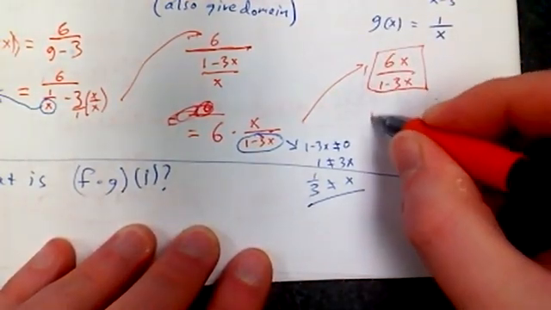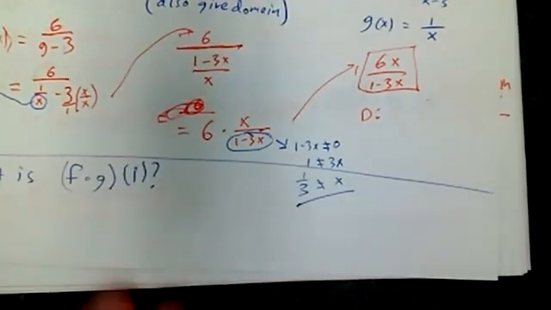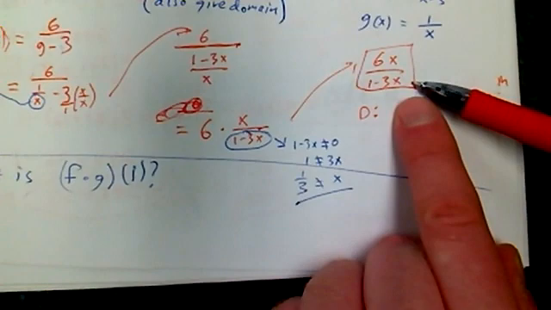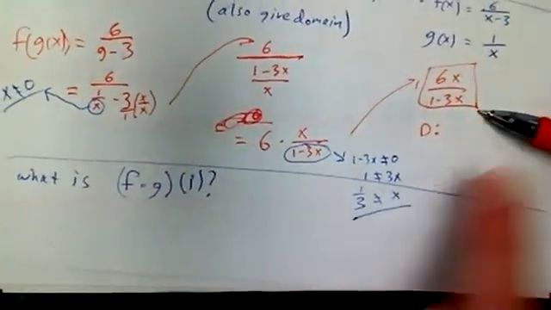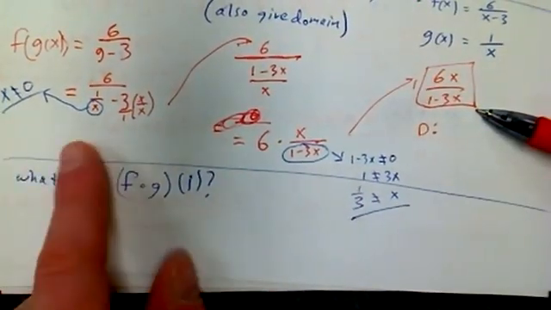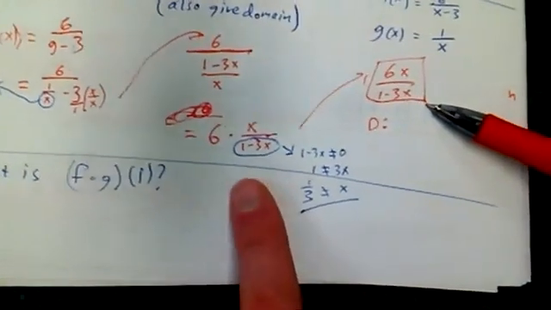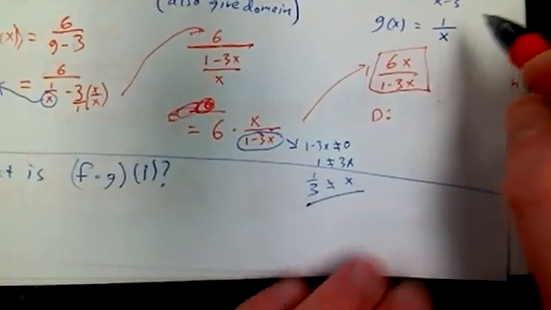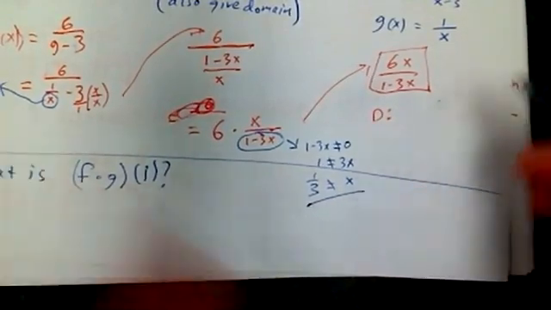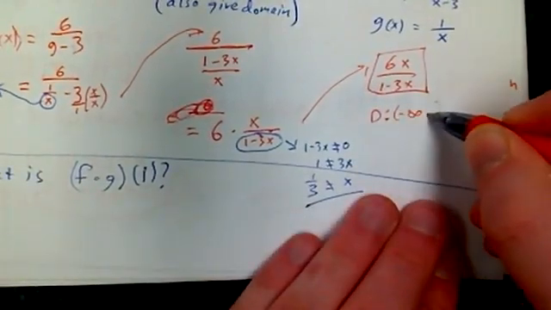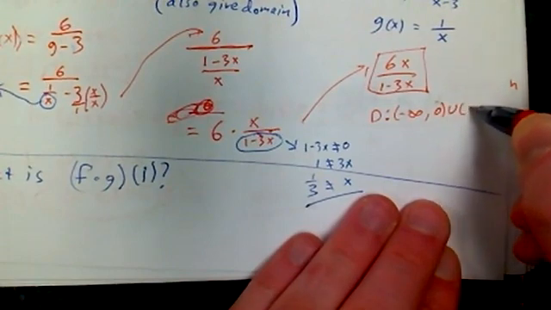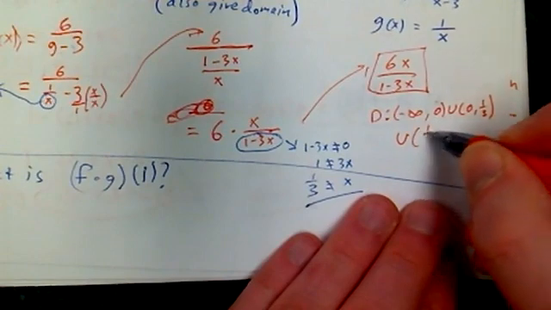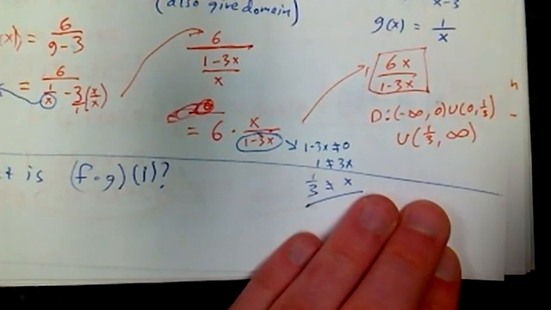Now, when I write this domain, I have to include both parts, because if you look at the final answer, it looks like x can be equal to 0, but we know that it can't from what we had earlier. So that's the way I like to handle the domains in examples like this. So the domain is going to be everything except for 0 and 1/3. So negative infinity to 0, union 0 to 1/3, union 1/3 to infinity.